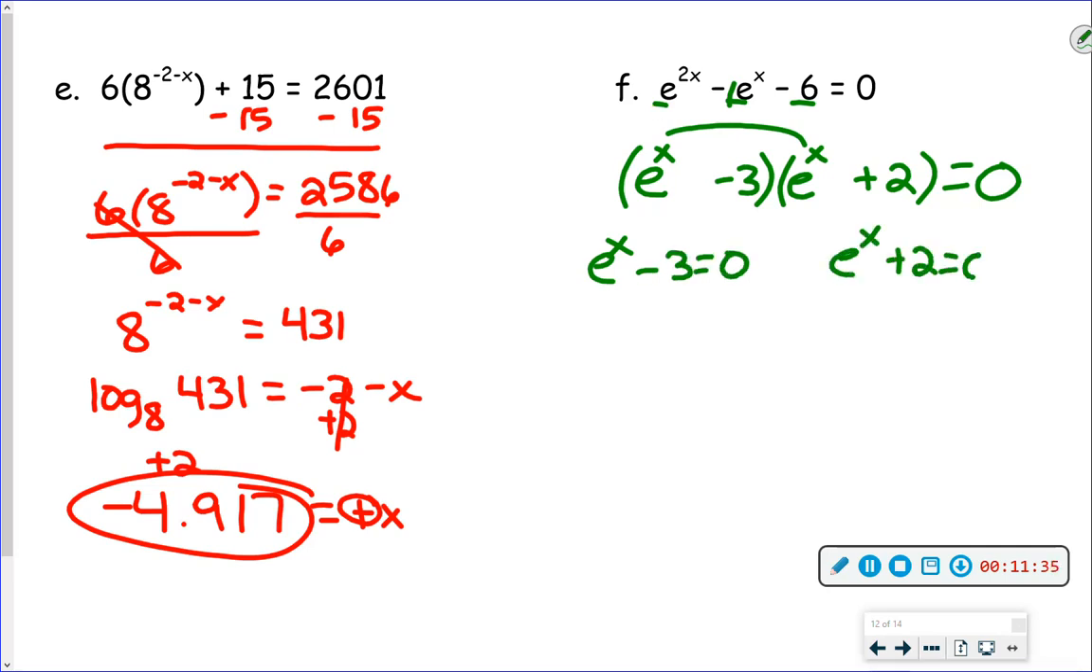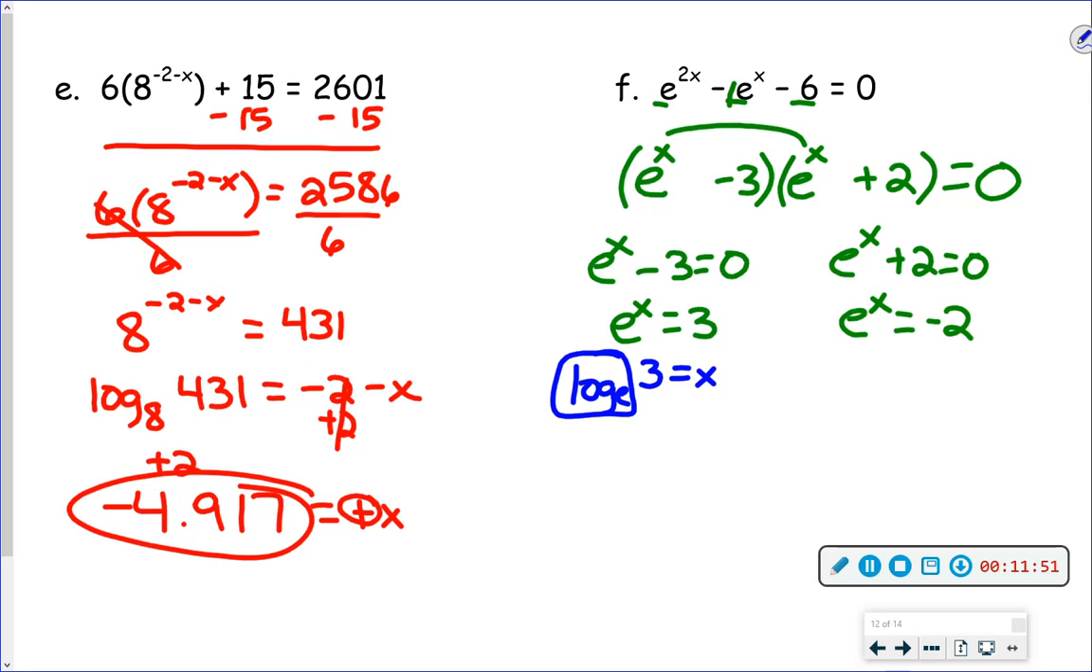I'm going to isolate the exponential expression. So on this first equation, we're just going to add 3 over. And this guy, we're going to subtract 2. And of course, we're going to convert them into logarithmic form. So log base e of 3 equals the exponent. Again, some of you can skip this step and go right to ln of 3. You're going to punch ln of 3 in the calculator. You get 1.099.